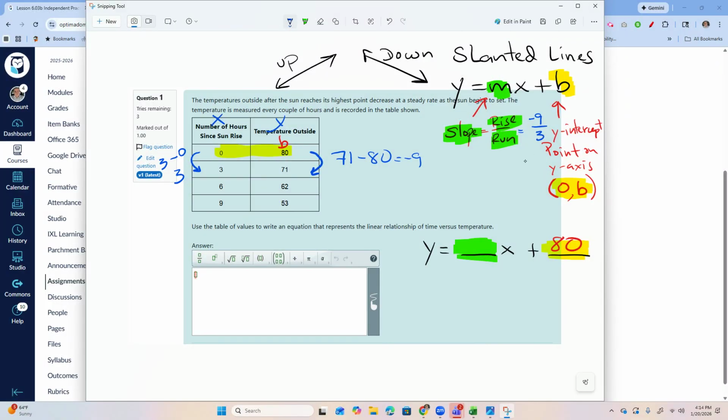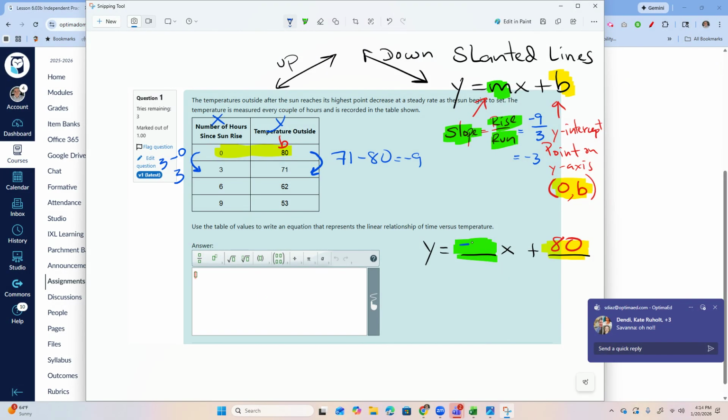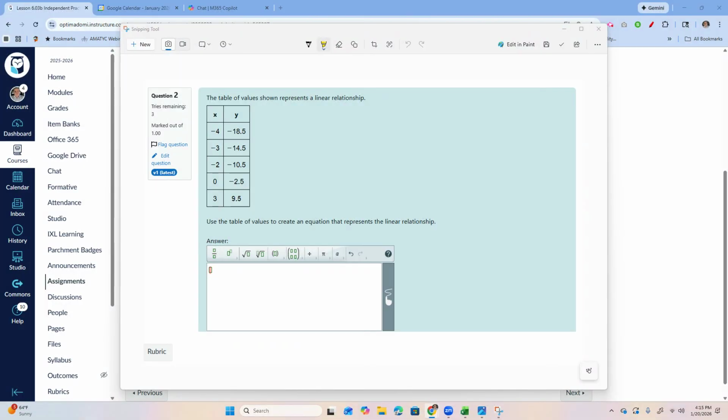And what is negative 9 divided by 3? Because you have to simplify, that will be negative 3. Look, I found the slope. Okay, so my final answer is this whole equation: y equal negative 3x plus 80. Okay, let's go to the next problem.